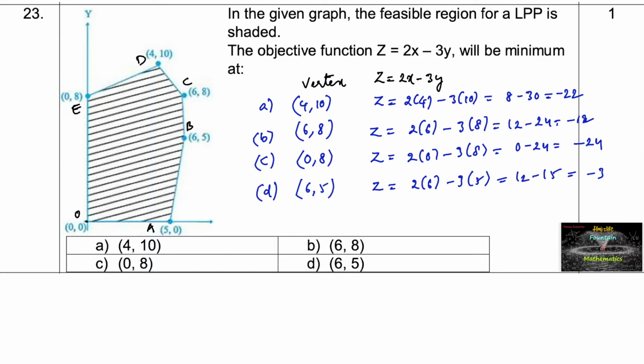So among these 4 options, we can observe that the minimum value is minus 24, at point 0 comma 8. So we can go with option C. At 0 comma 8, the objective function will be minimum.